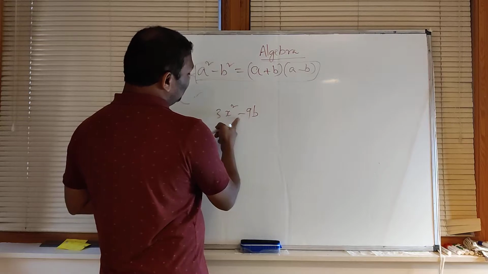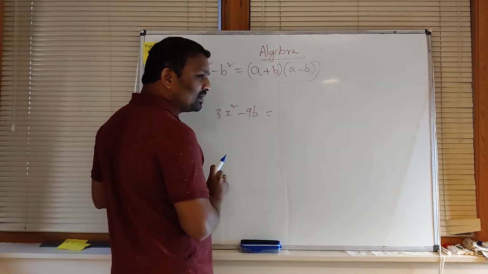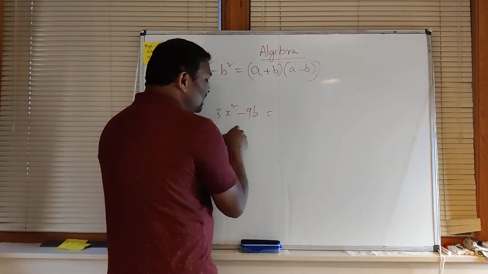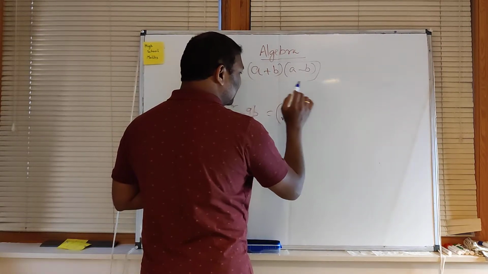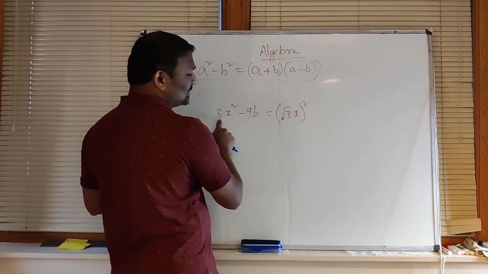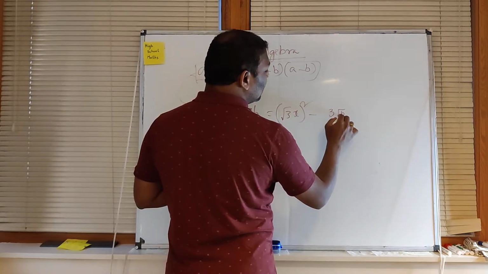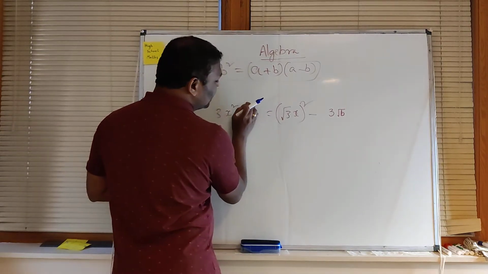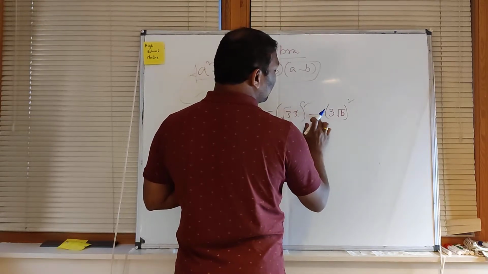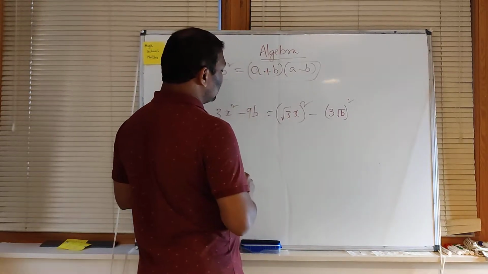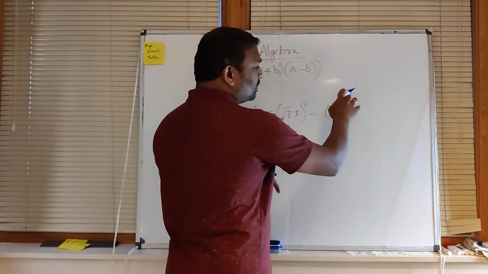So the way to bring this expression into this form, you need to find the square root of the whole thing. What is the square root of the whole thing? Find the square root of the whole thing: square root of 3x, whole square, isn't it? If you square it, you will get the same thing. Minus 3 square root of b, whole square. A square minus b square. Square root of 9 is 3. Square root of b is square root of b, whole square.